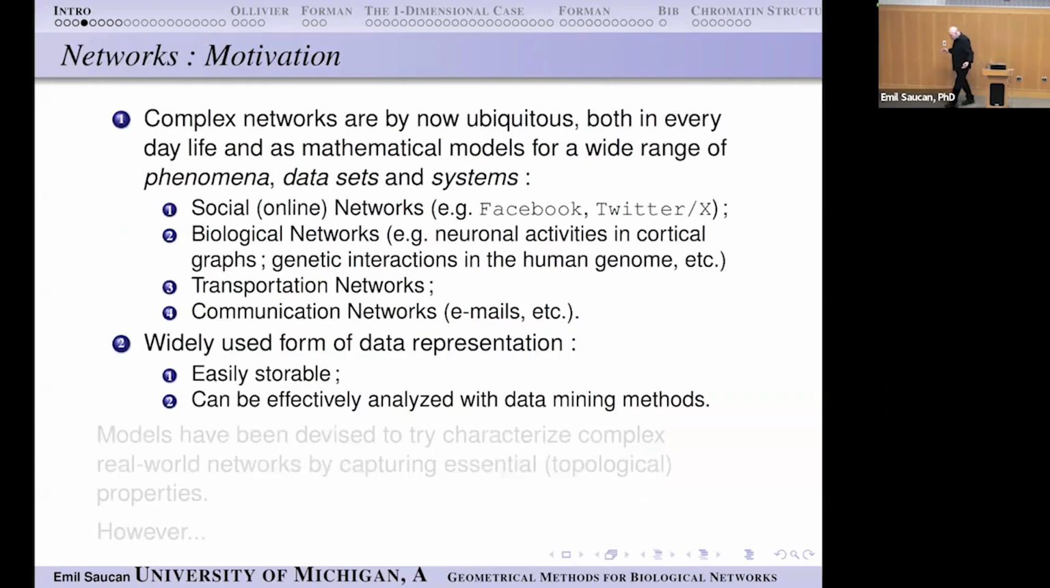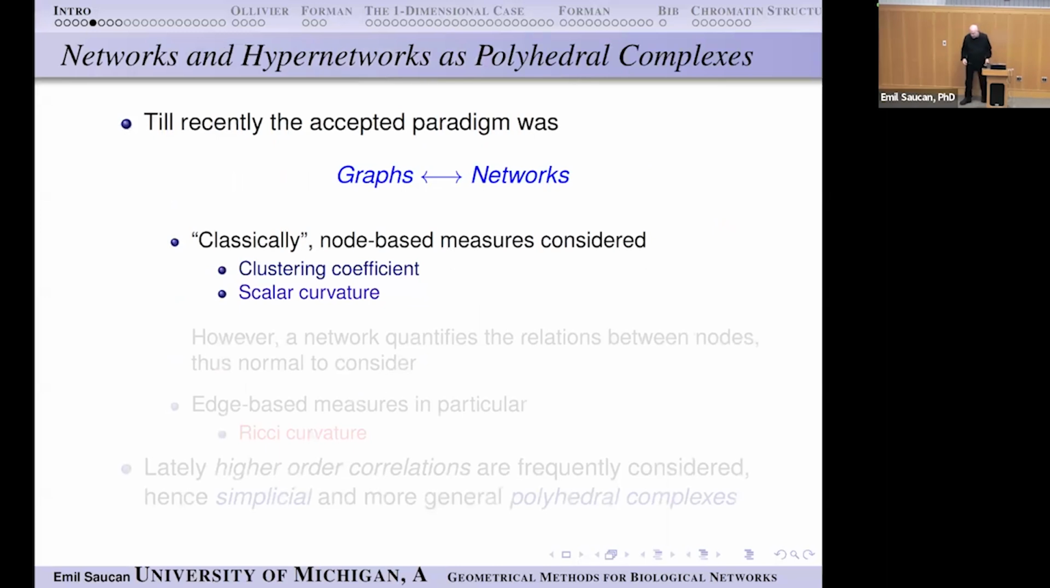Okay, so a very brief introduction. Why networks? Well, we know we have social networks, we have biological networks, like gene interactions, neural activities in cortex. We have transportation networks. We do networks in architecture for 70 years or so. So they are also important for computer science. So this is just an overview. Until recently, people were talking about networks and graphs as the same, and all the measures were coming from computer science and node measures like clustering coefficients, and so on and so forth.